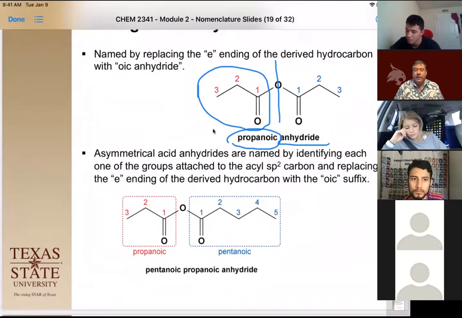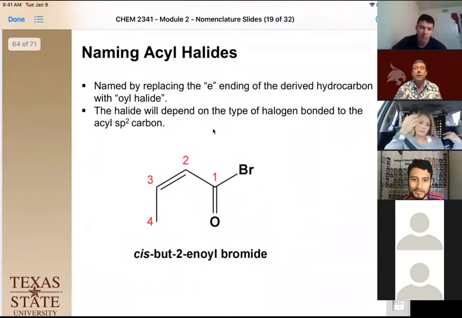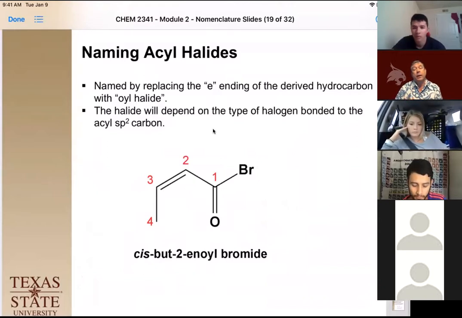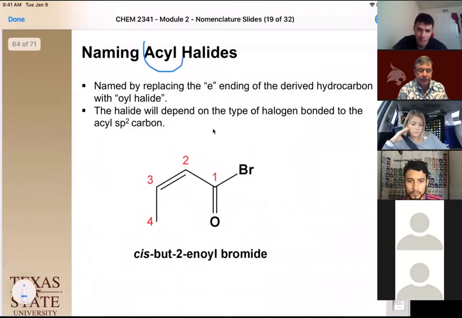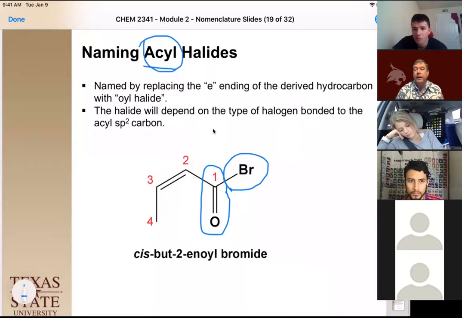All right, one more carboxylic acid derivative. In this one, we've removed that OH and added a halogen. Typically it's going to be chloride, but sometimes it's bromide. Rarely do you see fluoride or iodine. What we call these is acyl halides. I'm drawing attention to the acyl. Acyl means that you had a carbonyl that you have a halogen on. So it's acyl halide, and we're going to use that acyl term in a couple other places.